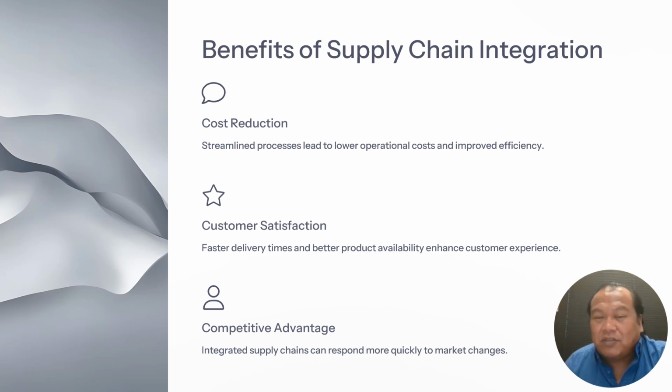Number two, customer satisfaction, of course, because if the products arrived on the expected date and time that the customers wanted, then there will be high customer satisfaction. Number three, competitive advantage. That is true, because if you can cut down the cost, then that means you're saving money for your company. If you're saving money, you can use that savings for another investment to expand the company.